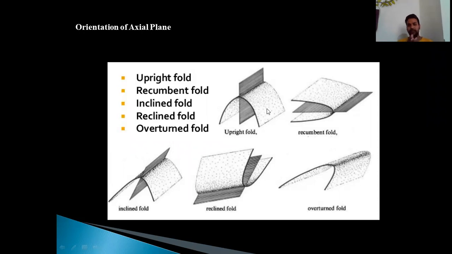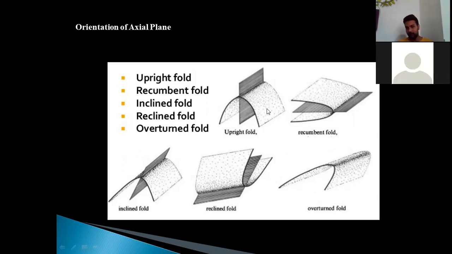Then consider that the axial plane is more inclined. Okay, it is inclined for more degrees. In that case, you will call it an overturned fold. In the right corner, you can see that there is an overturned fold where the axial plane is highly inclined. And if the axial plane becomes exactly horizontal, in that case, you can call it a recumbent fold.